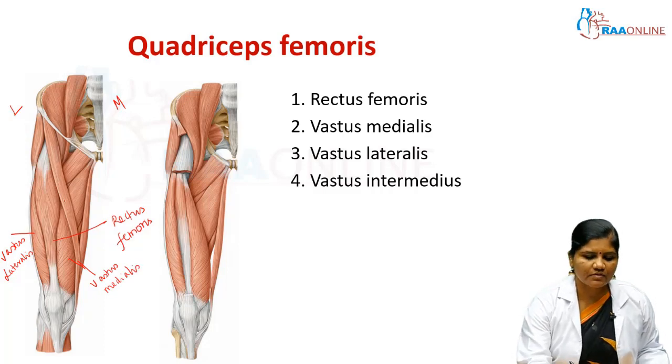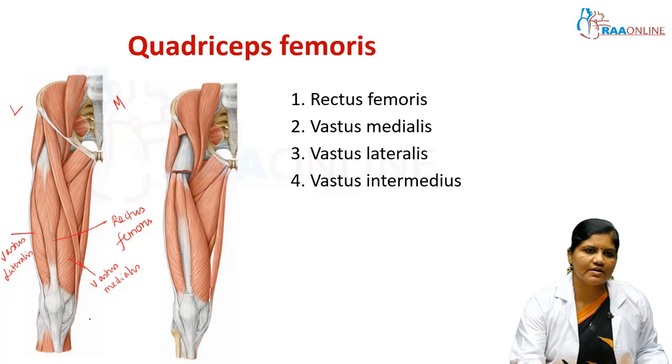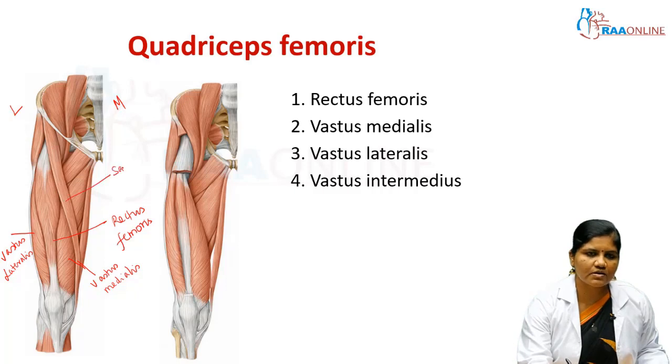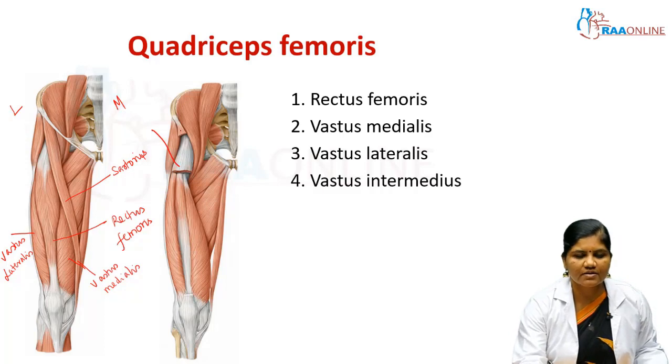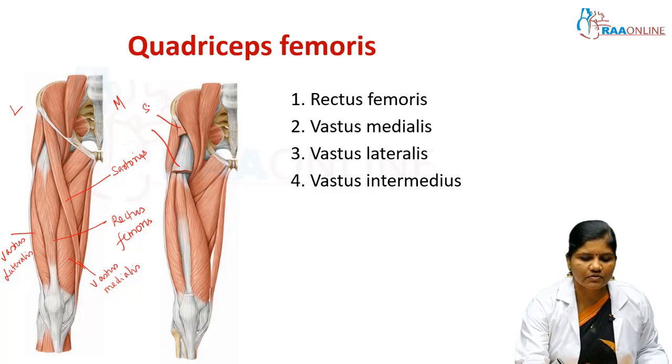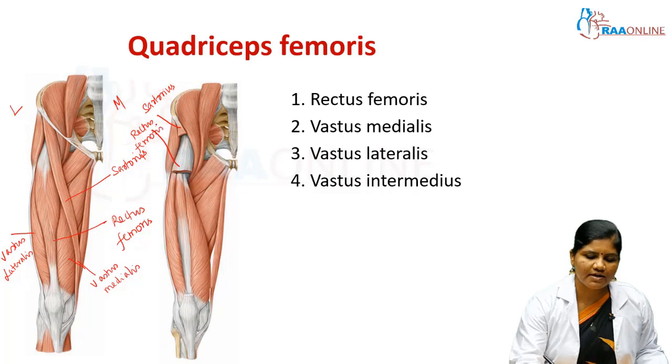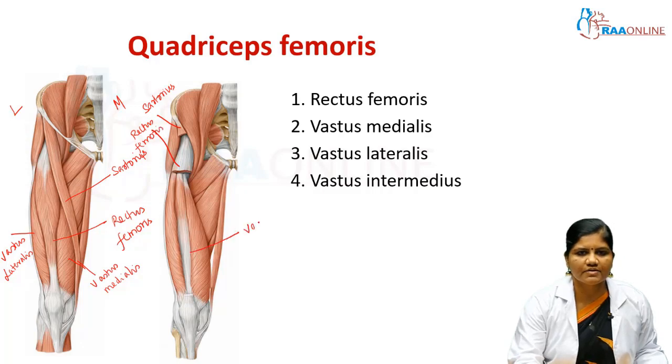In this picture, superficially there is one muscle crossing the thigh in the anterior aspect. This muscle is the sartorius. In this picture, we have cut the sartorius as well as rectus femoris. This is the cut end of sartorius, and this is the cut end of rectus femoris. Deep to that, we can appreciate the vastus intermedius. The vastus intermedius is located between the vastus medialis medially and vastus lateralis laterally.